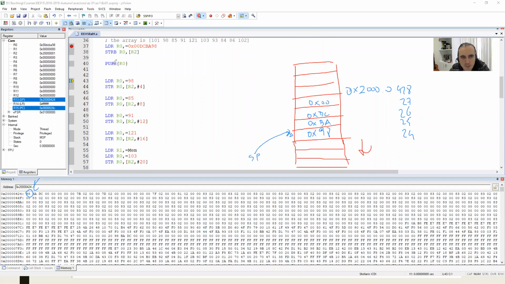We are using push here. Are you comparing push or STRB? I mean, if an instruction is 32 bits, it writes to 4 cells. If it is 16 bits, it writes to 2 cells. If it is 8 bits, it writes to a single cell. Okay? Push is 32 bits. STRB is 8 bits. STR is 32 bits. STRH is 16 bits. Okay? Okay, that's it.